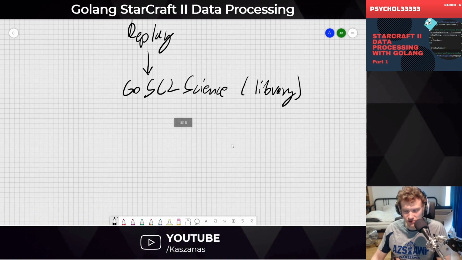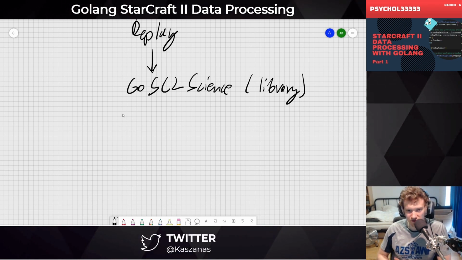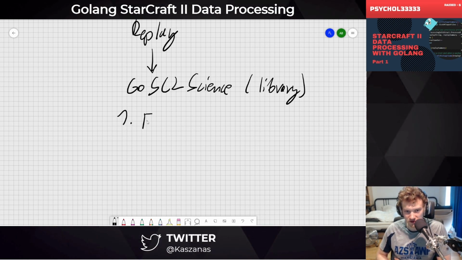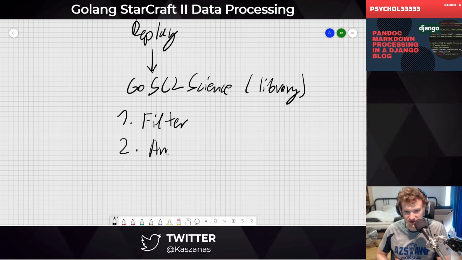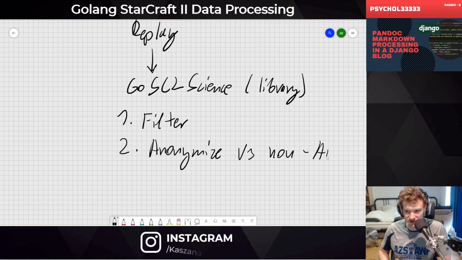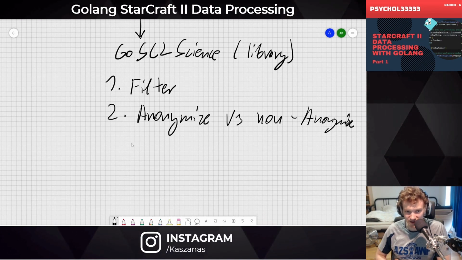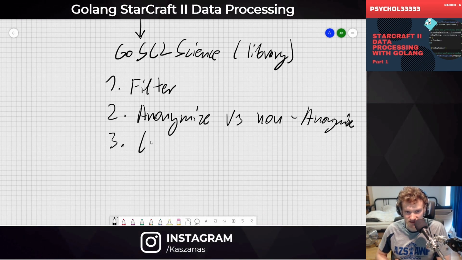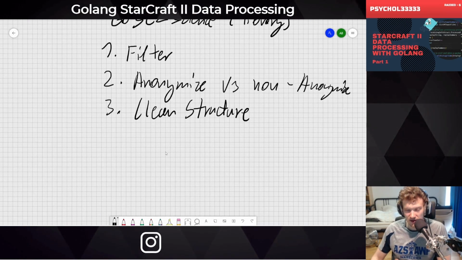And in order for me to allow you to do the stuff that I explained in part 1, for example, you want to be able to filter, you want to be able to either anonymize versus non-anonymize. You want to be able to clean the structure or leave it as it is.